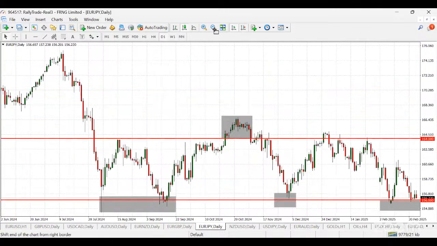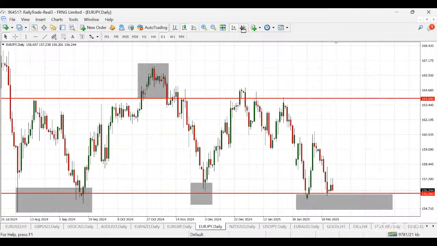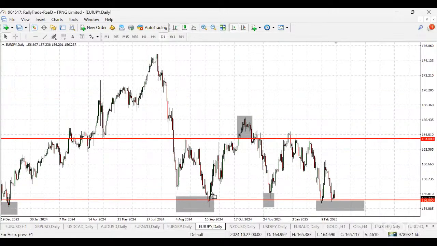All right. Now let's get back to daily. All right. Now on the daily time frame, price is currently at that level. Okay. Now, if we are going to get a similar move like what we saw previously, for example, when we got to this 156 level here, we got that rally back towards 164.